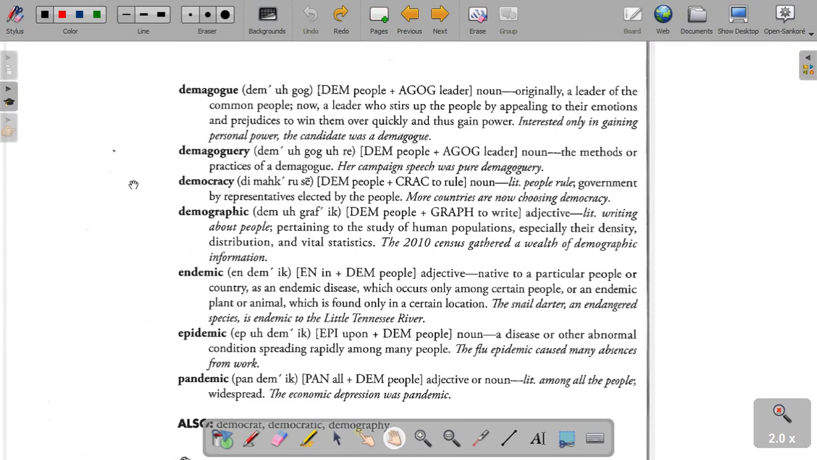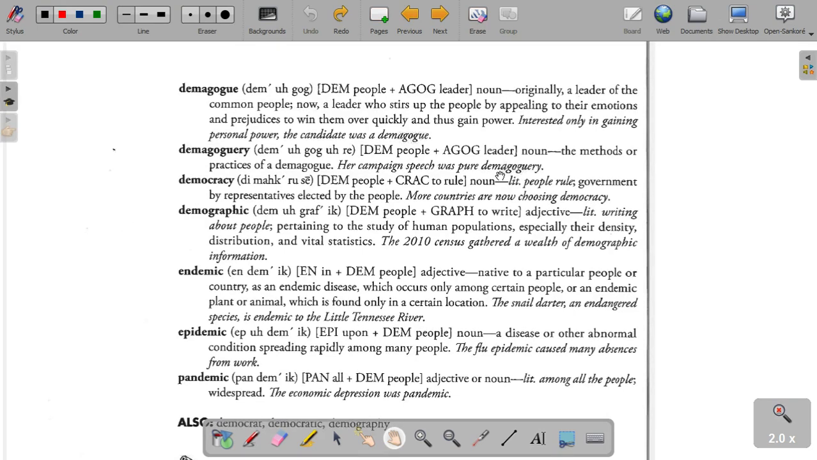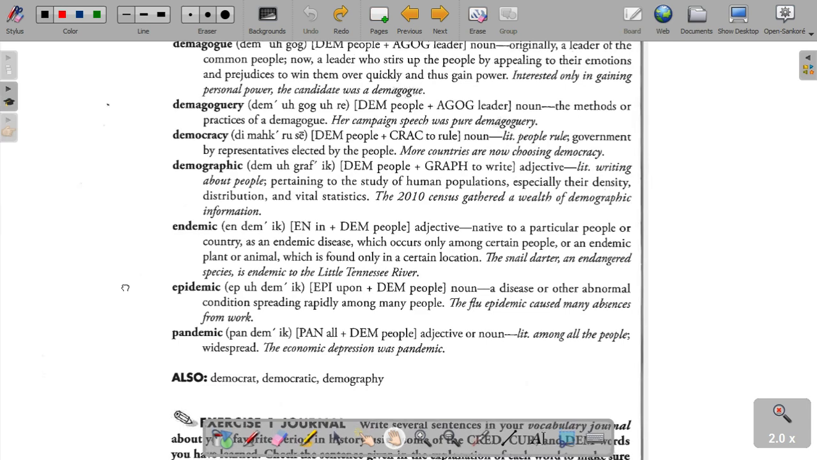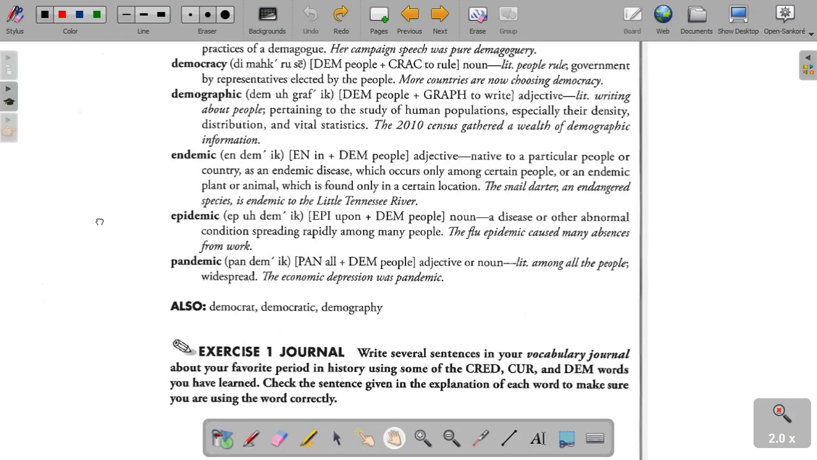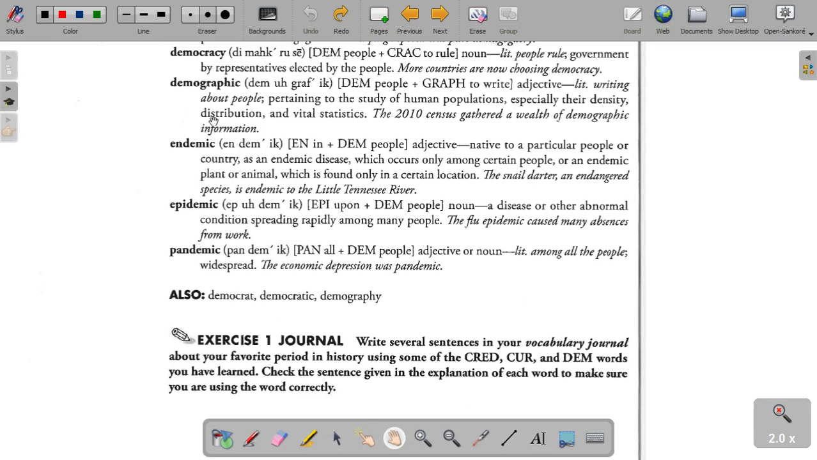Demagoguery is just the noun form of that. Actually, they're both nouns, but this is essentially the methods and practices of being a demagogue. So her campaign speech was pure demagoguery. Democracy is probably a word that you're familiar with. It literally means people rule or rule by the people. So it's government by representatives elected by the people, which is sort of what we have. We have a little bit more of a republic than a democracy, but we definitely have democratic elements.